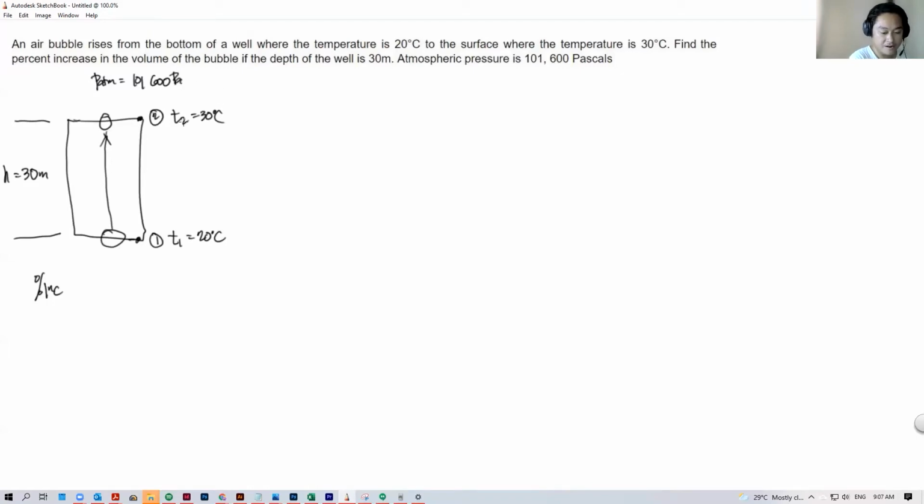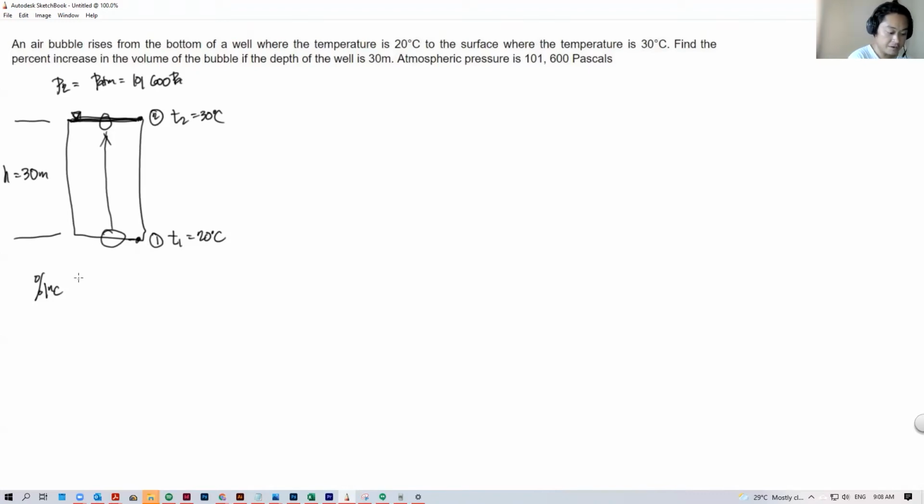Take note that atmospheric pressure is applied on the surface of the well, because the surface of the well is, most of the time, open to the atmosphere. So I'm just indicating that this is open to the atmosphere. This means that at point 2, the pressure is just equal to the atmospheric pressure. So I think we have everything needed in the given of the problem and in the schematic diagram.